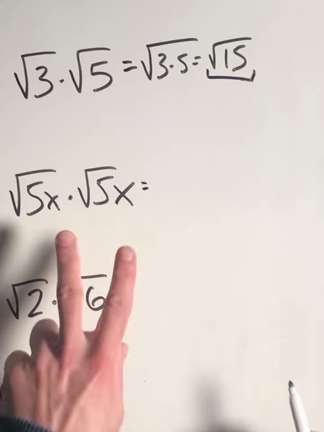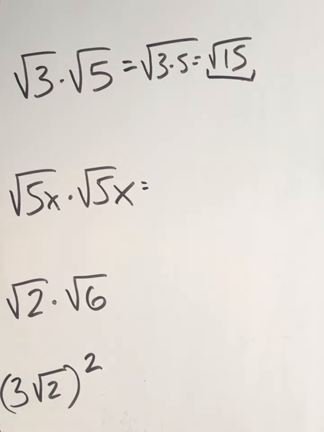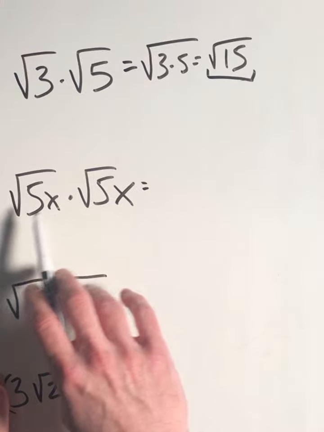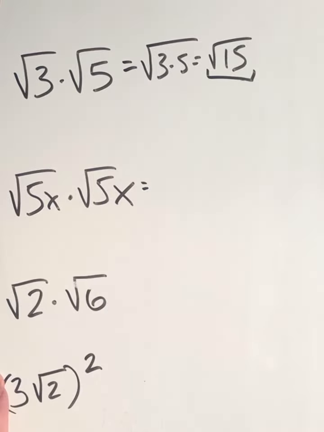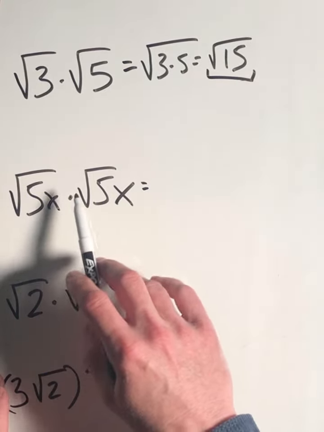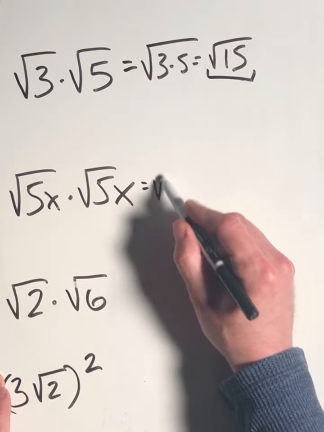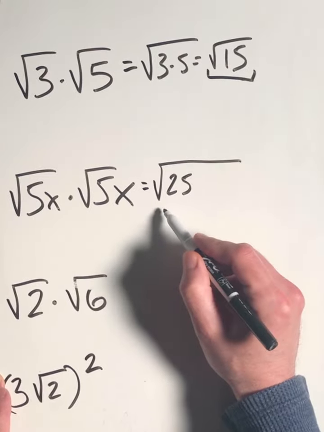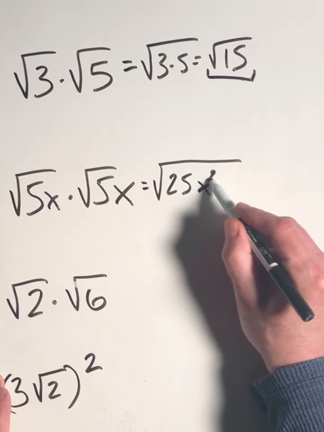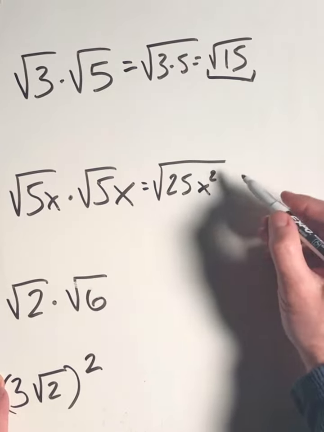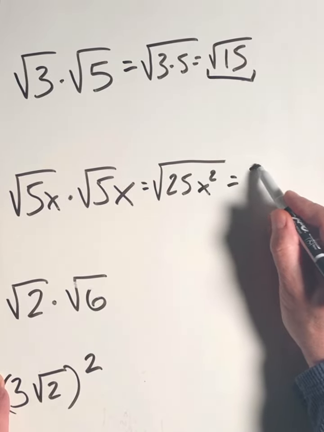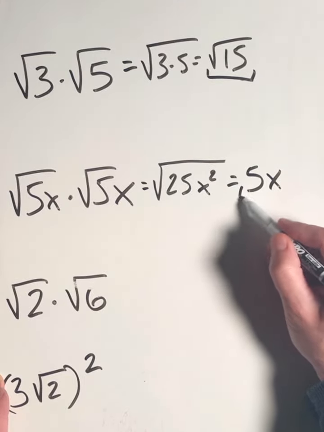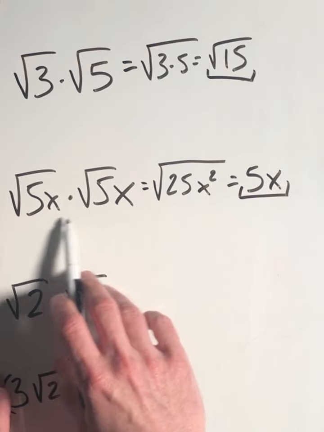When we look through here, there's really two things that we should recognize. The first is that we are taking two identical things and then multiplying them together. So that's going to produce something. We have the square root of 5x times the square root of 5x. So if we were to expand this out, we would have 5 times 5, which is 25, and then x times x, which is x squared. So the square root of 25x squared, well, the square root of 25 is 5, and the square root of x squared is x. So we are left here with 5x, which was the original radicand.